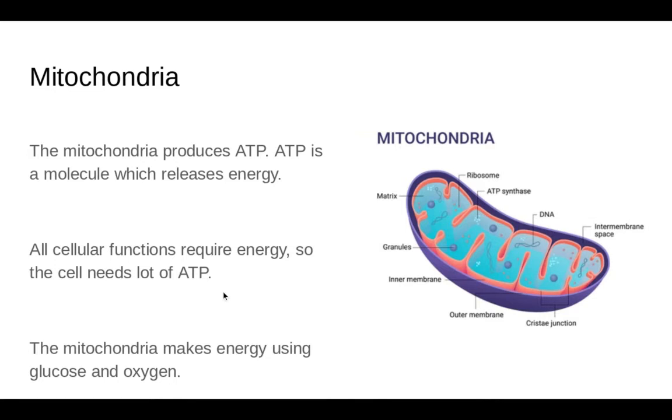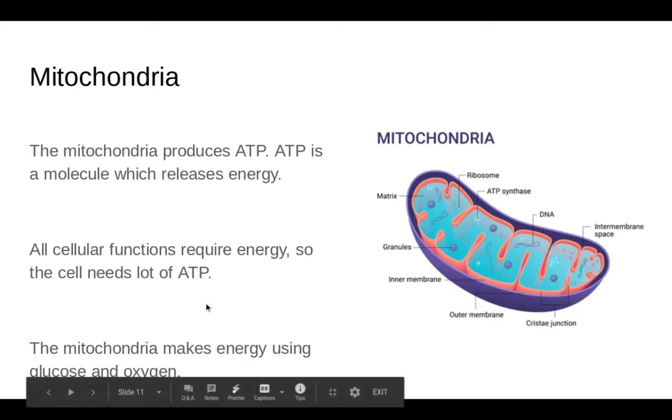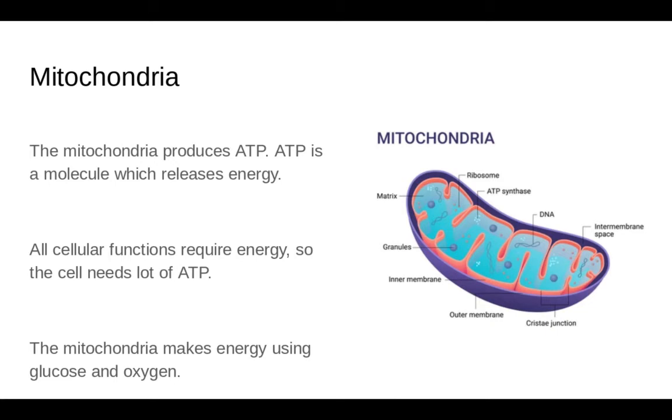In your body, whenever you move a muscle, whenever you breathe, anything inside your body needs ATP, okay? And it's the mitochondria which produce this ATP, okay? So all of your energy needs come from the mitochondria. Now, the mitochondria make this energy, this ATP, using glucose and oxygen, okay? So the glucose in the food that we eat and oxygen in the air that we breathe produces ATP, or energy.